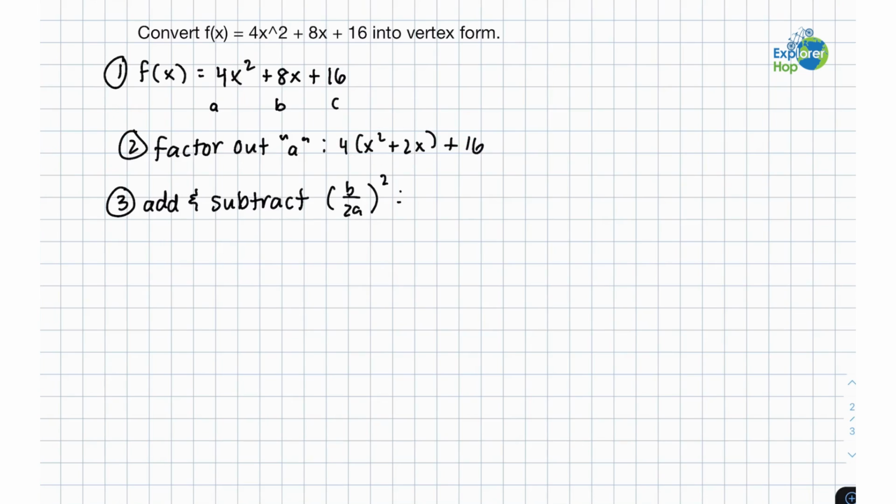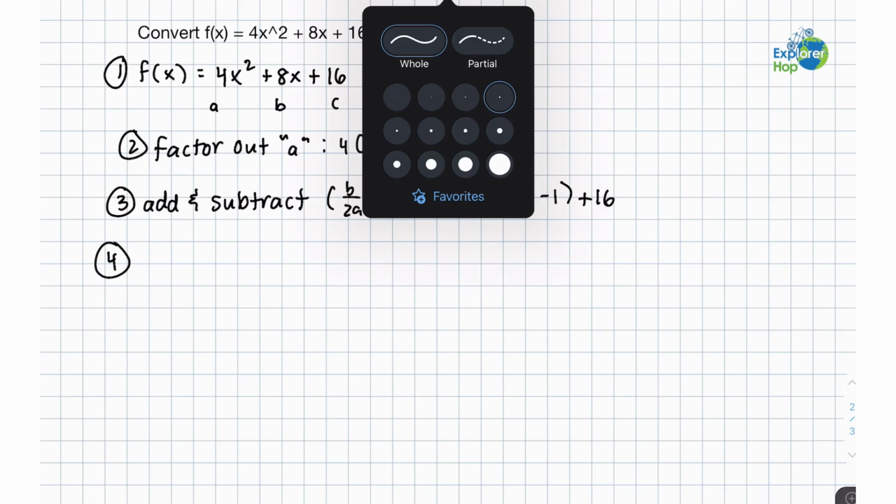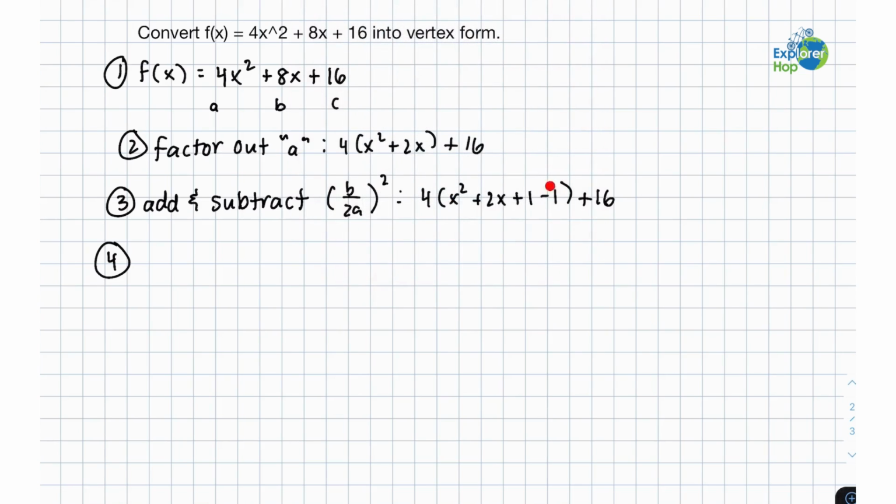So that would give us 4 times x squared plus 2x plus 1 minus 1 plus 16. And now the fourth step would be to take out this minus 1 over here, and that would give us 4 times x squared plus 2x plus 1. And since we're taking out the minus 1, we have to remember to multiply it by the coefficient, and that would give us plus 16 minus 4, because minus 1 times 4 is minus 4.